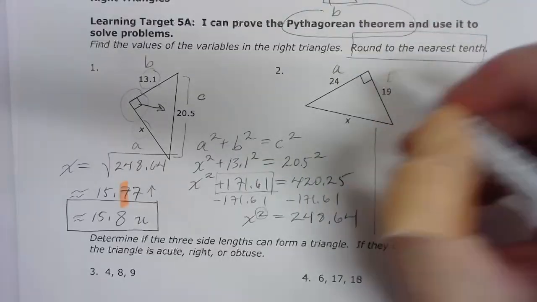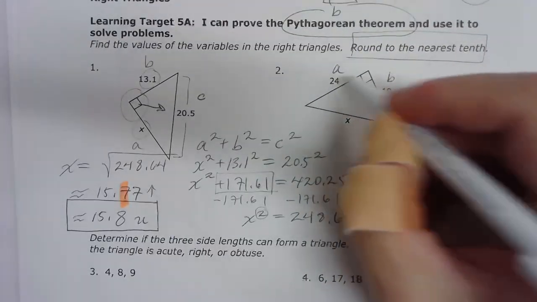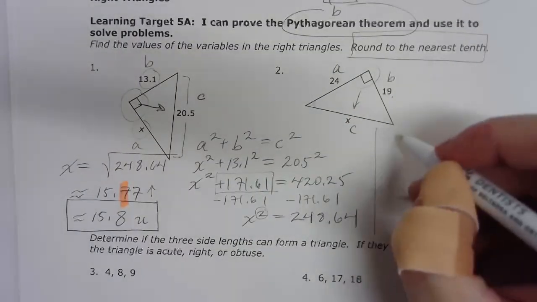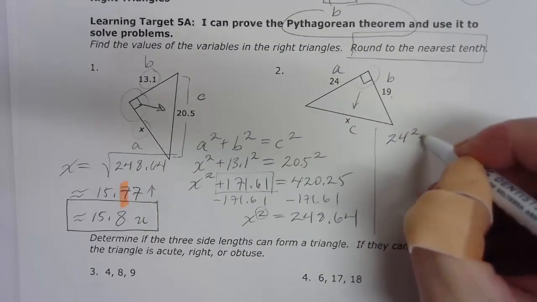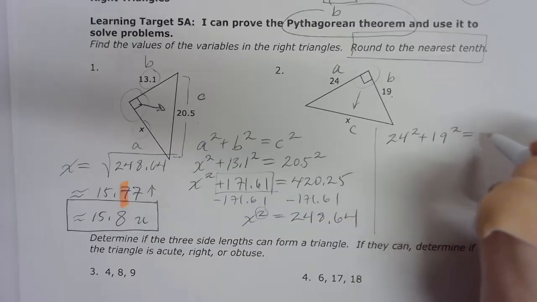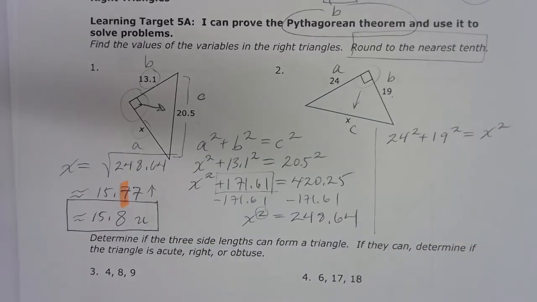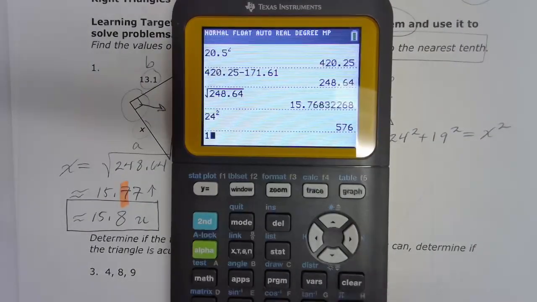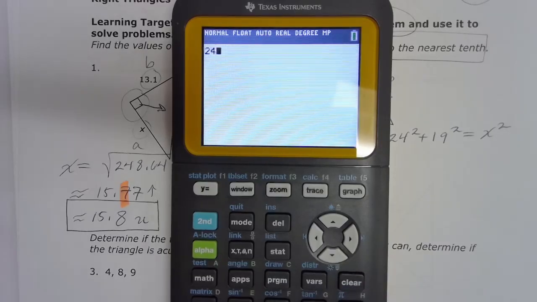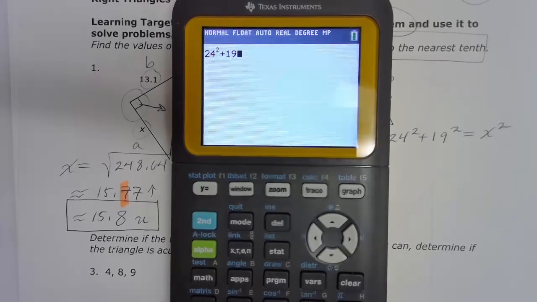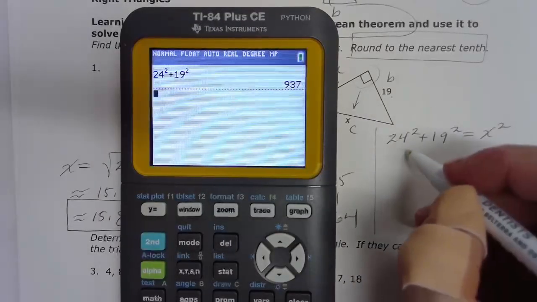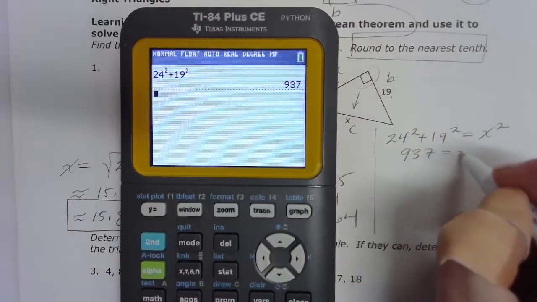If I was doing this fast, I would label, I know this is A and B because they're both touching the 90 degree. And then across from the 90 degree is C. So this problem's setup is 24 squared plus 19 squared is equal to x squared. And here to solve for x, I'm going to put in what is 24 squared plus 19 squared. Oops, I need to do that. What is 24 squared plus 19 squared? It's 937. So on the left-hand side here, I'm going to leave a 937 is equal to x squared.